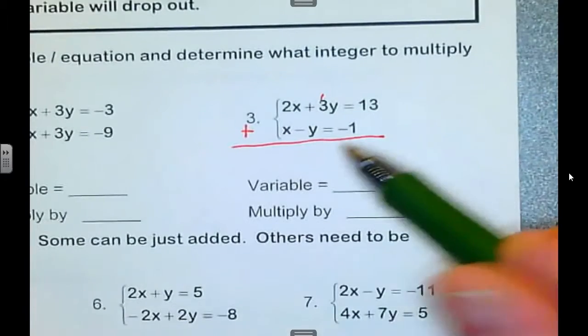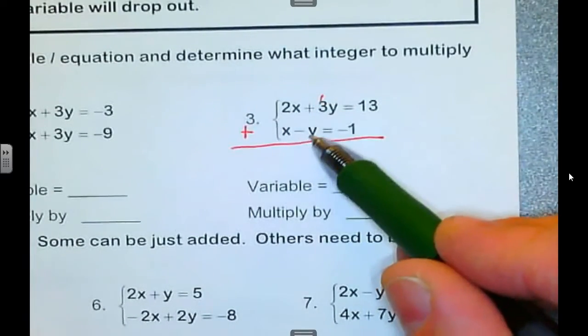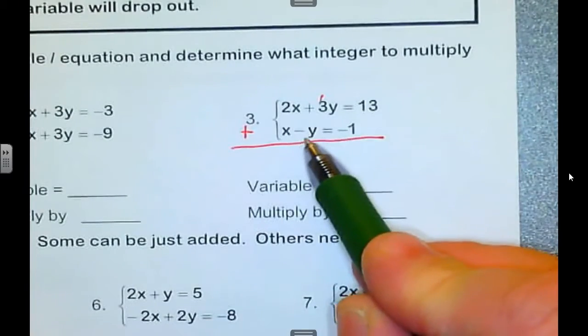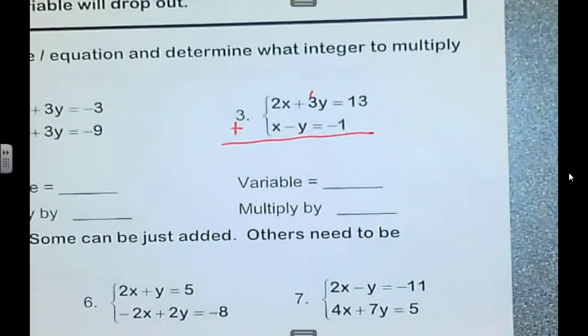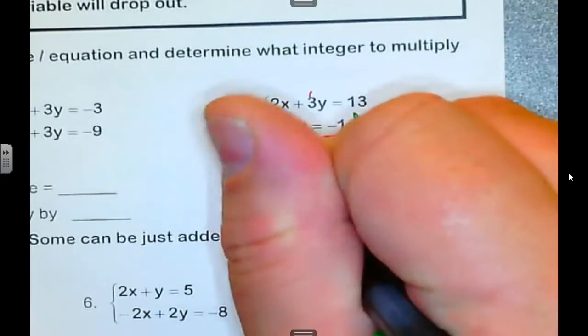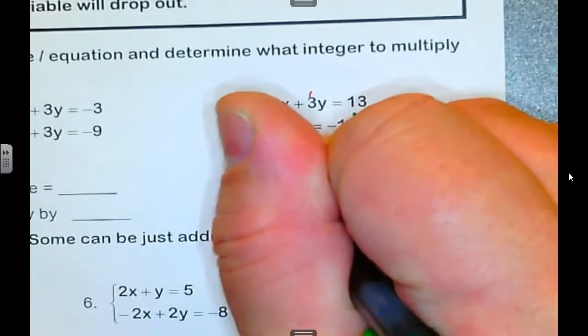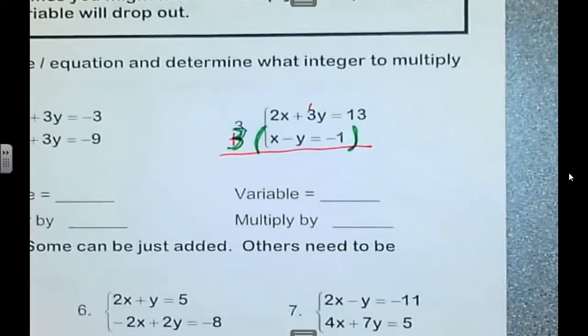Well, this is pretty close. I got a plus and a minus. If I add those together, I could eliminate that if there was a 3 in front of that y. So thinking about this, I'm going to multiply this whole equation by 3 before I add them together. That's why it says multiply first. All right.